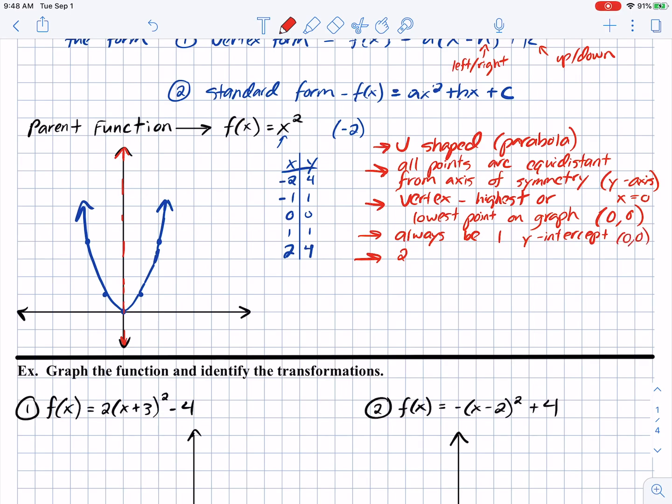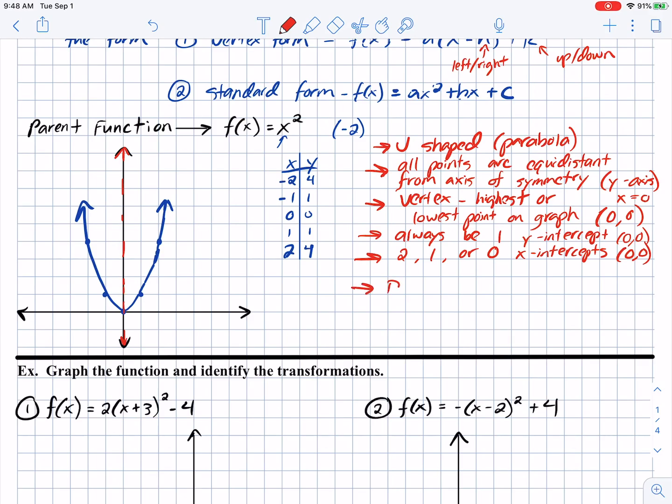There can be 2, 1, or 0 x-intercepts. You'll see examples of all of those shortly. There happens to be one x-intercept here. It's also at the origin. It's our parent function, so a lot of these are going to be similar.